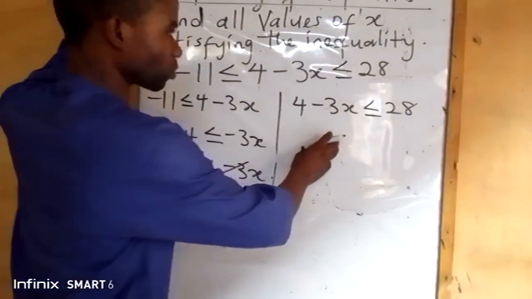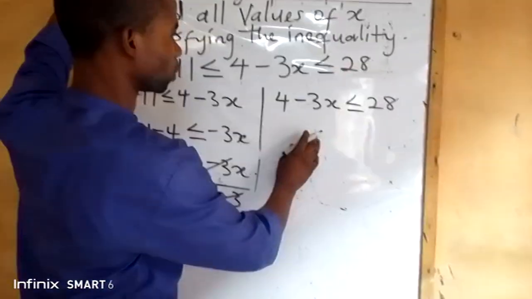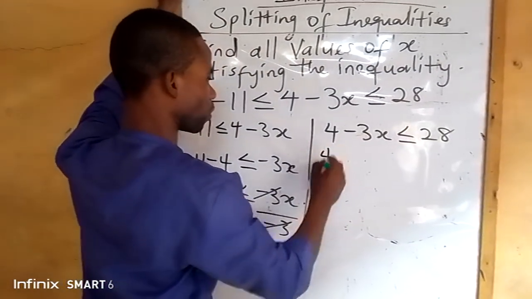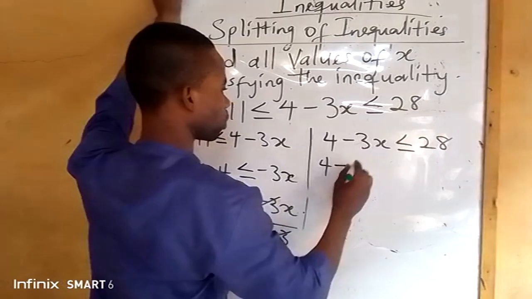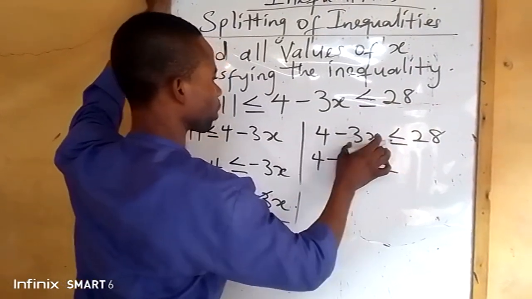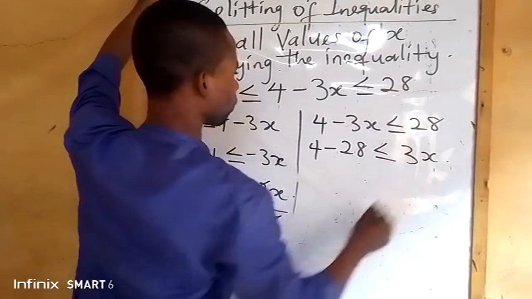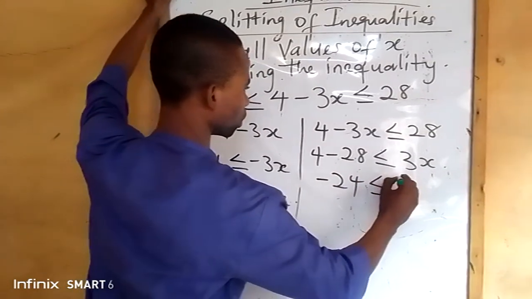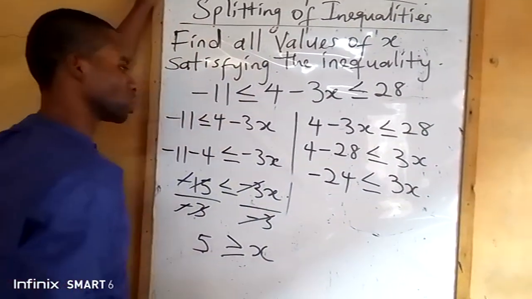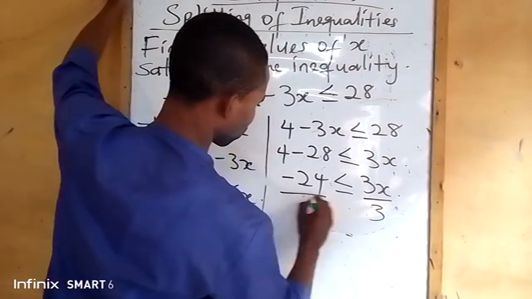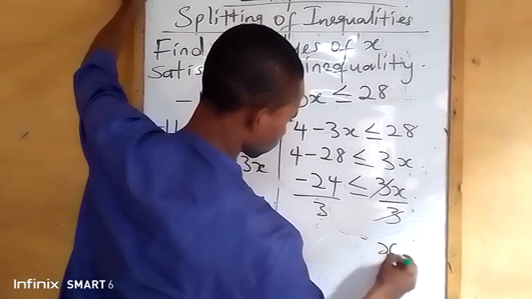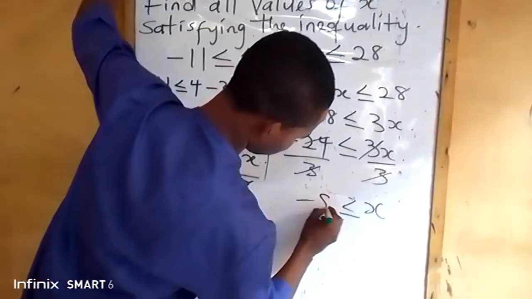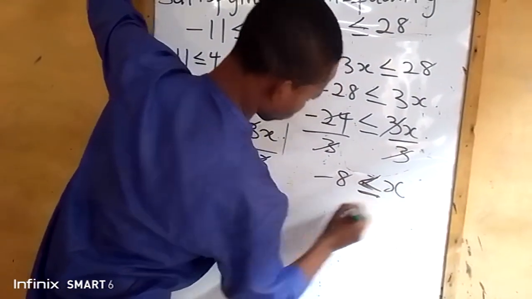Now come to this side. We can bring this minus 3x to this side and bring 28 over. That means 4 minus 28, when 28 comes here it becomes minus 28, is less than or equal to 3x. So 4 minus 28, that is minus 24, is less than or equal to 3x. We use 3 to divide both sides, and 3 cancels 3. The x is greater than or equal to minus 8.